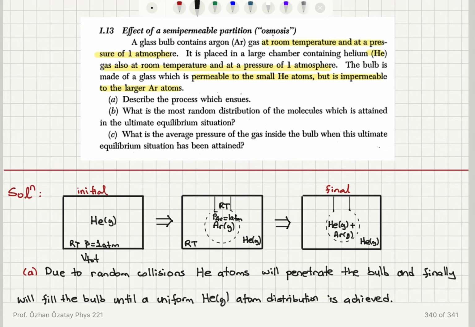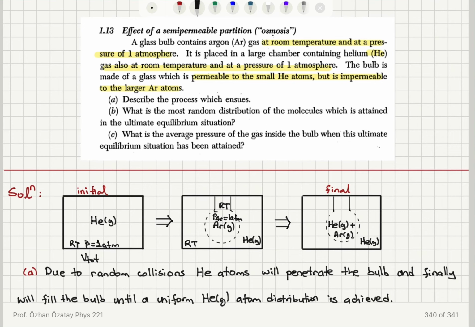So just to recap, we have a glass bulb containing argon gas at room temperature and 1 atmosphere pressure. It is placed in a large chamber containing helium. So helium was already in the large chamber. It has room temperature and 1 atmosphere pressure. The bulb is made of a glass which is permeable to the small helium atoms but is impermeable to the larger argon atoms. So it's acting like a filter for the different types of atoms. Describe the process which ensues. Well, we have a concentration gradient for helium that is not a good random distribution, so we need to attain the most random uniform distribution at equilibrium.